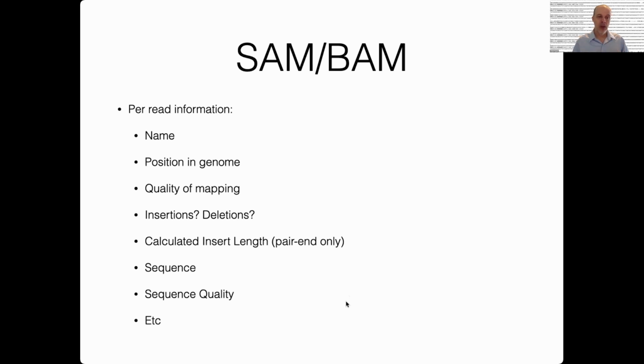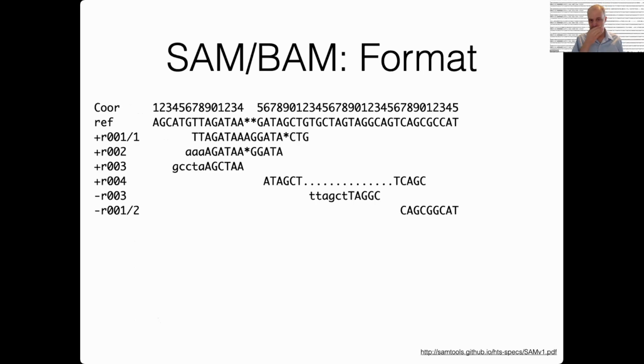Within the SAM file, it also has information on whether there are insertions or deletions of the read relative to the genome. Like I said, it's got a sequence quality. If you have paired-end data, most software will map as pairs, and it will actually calculate the size of the insert, the biological sequence, based on the locations that it actually mapped in the genome. There's some other information in there, but those are the things that we're interested in.